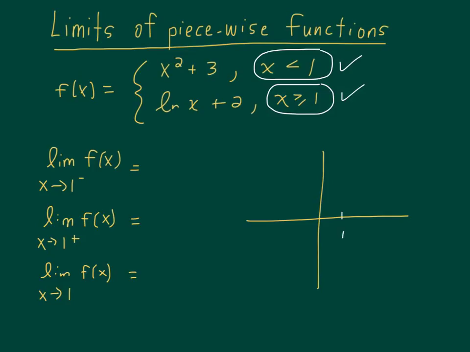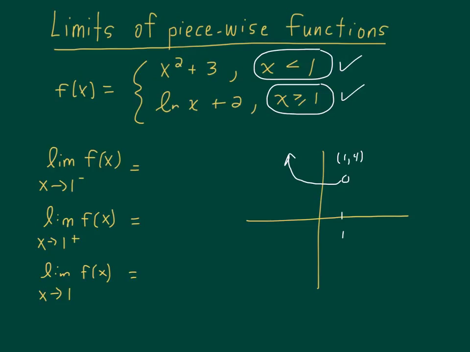So here's one. If I were to draw x squared plus 3 for values less than 1, we're just going to sketch this here. At 1 we would have an open circle, and if we were to plug 1 back into x squared plus 3, we would get 4. So we know we have an open circle there, and then I've drawn part of my x squared plus 3 graph. Let's take the second piece, the natural log of x plus 2.